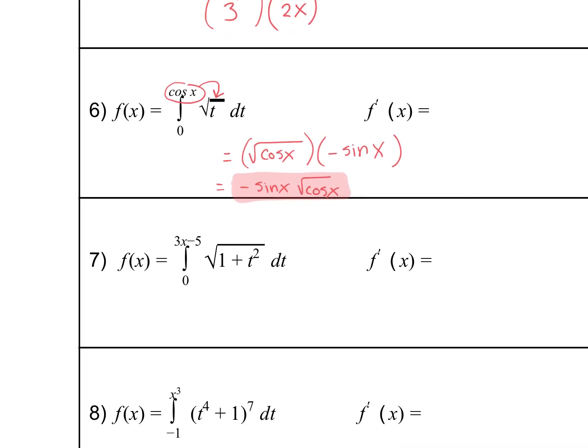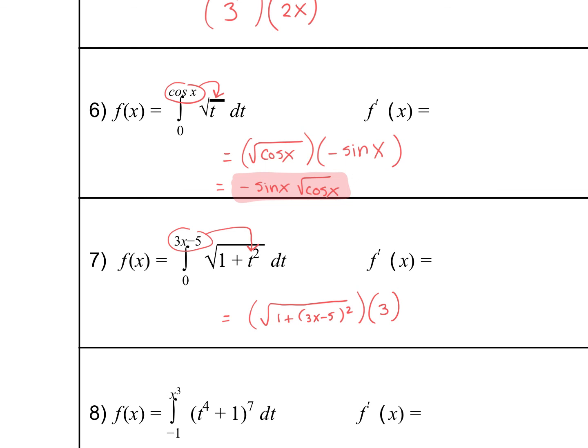Again, our upper limit is not just x. So we do the first step. We take that upper limit right here and we plug it in right where we see t. So we get the square root of 1 plus t squared, but instead of t, we plug in that whole upper limit, 3x minus 5. So there's the first step. And then, of course, because this limit is not just x, now we multiply everything by the derivative of this. The derivative of 3x is 3, and the derivative of negative 5 is 0. So we multiply everything by 3.